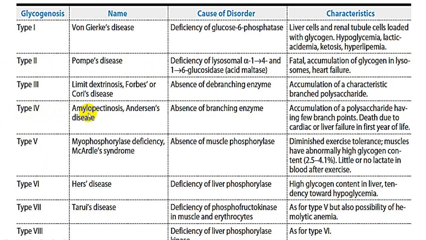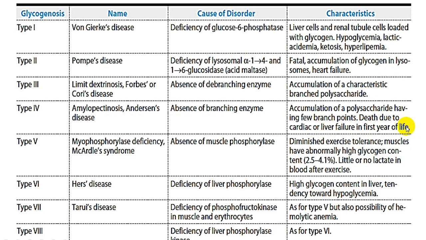Also type 4, amylopectinosis, Anderson's disease, and the cause of the disorder is absence of the branching enzyme. We don't have a branching enzyme to break the 1,4 glycosidic bond and form a 1,6 glycosidic bond to form a new branch. Therefore there is accumulation of polysaccharide having few branch points, glycogen without branches. This is deposition of the glycogen in abnormal form, with death due to cardiac or liver failure in the first year of life.